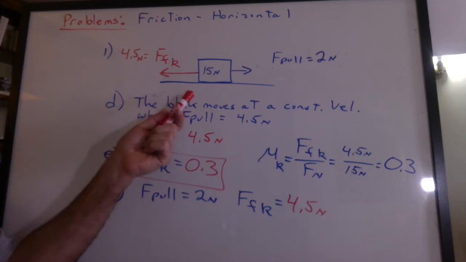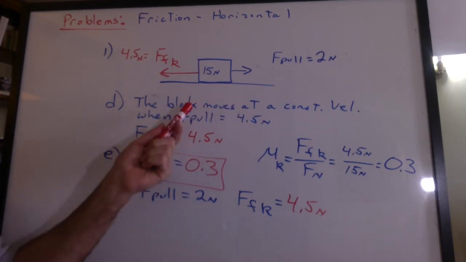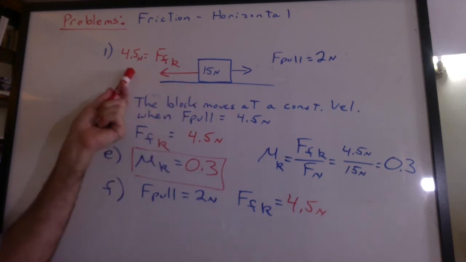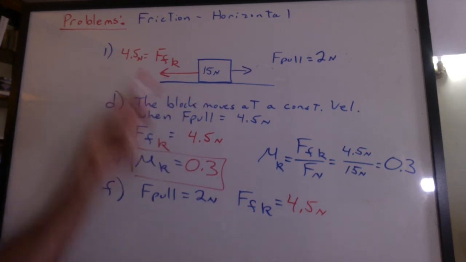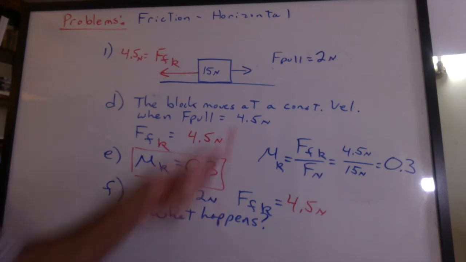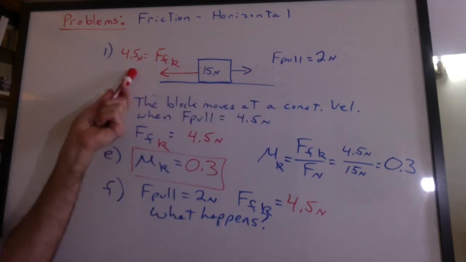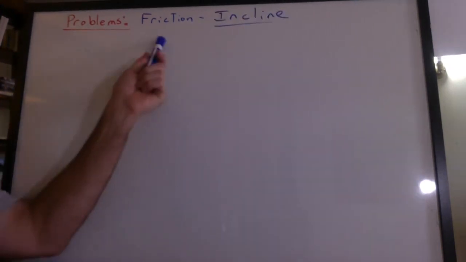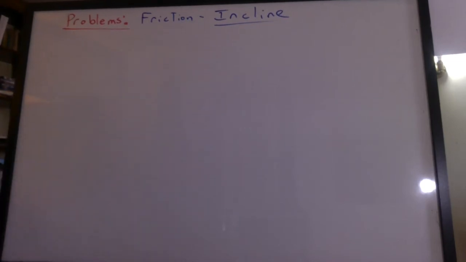It doesn't matter if the block is speeding up or slowing down or moving at a constant velocity. As long as it's moving, that's your current force of friction. Well, what happens? If I'm only pulling with 2 and that's going back with 4.5, the block's going to slow down. Now let's try friction on an incline.